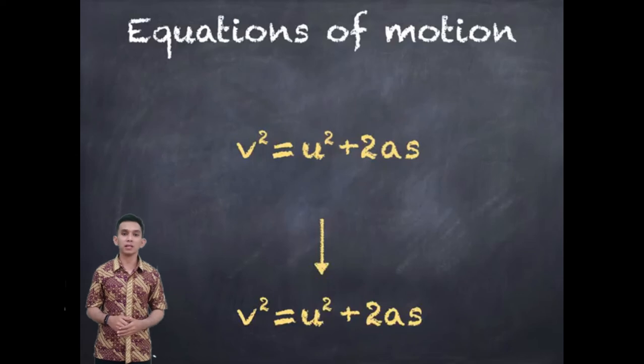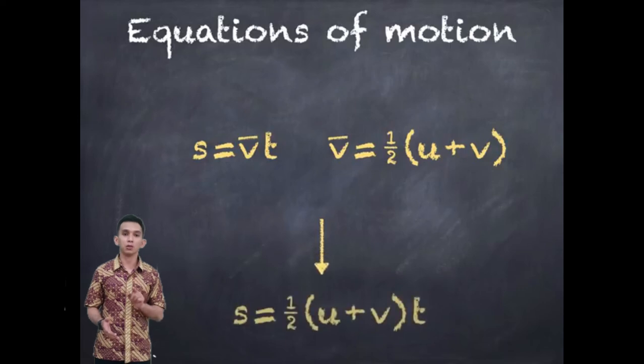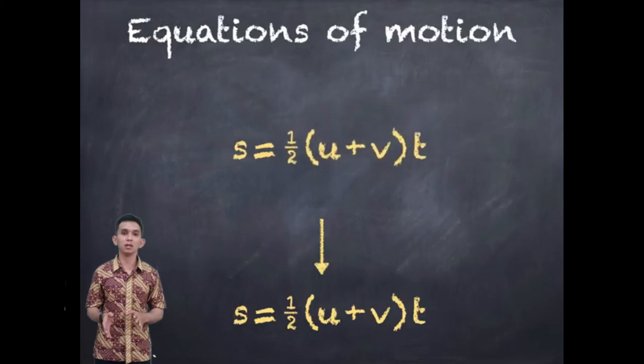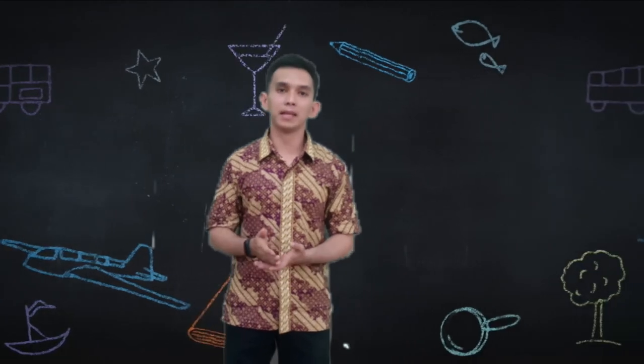The last derivation is the simplest. We start with these two equations. The first says that the displacement is equal to average velocity times time. And the second is an equation for average velocity, which is half times u plus v. We then end up with s equal to half times u plus v times t. All we have to do is substitute the second equation into this position in the first line. That is how to derive the kinematics equations.